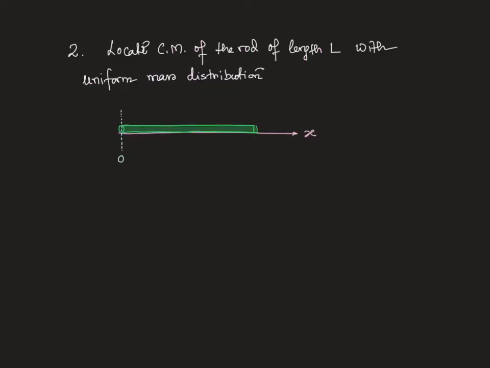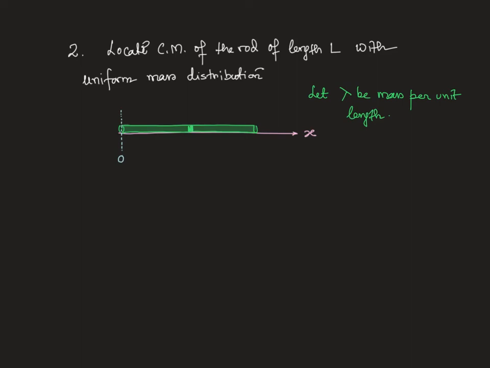In problem number 2, it is the continuous distribution of mass, a rod of length L. So you have to locate the center of mass, with uniformly distributed mass. So we can say let lambda be mass per unit length. This is also known as linear mass density because it is almost a thin rod, so a one dimensional object.